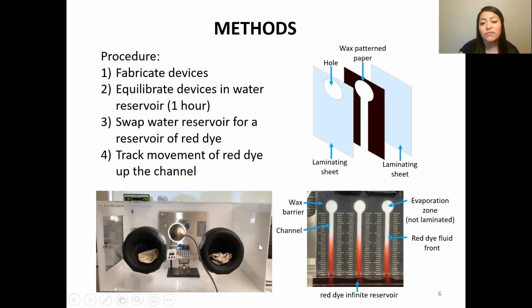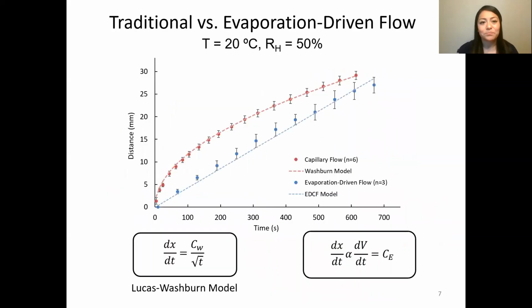We then switched our device into a new bath of red dye solution, and we tracked the movement of the red dye solution moving across the channels. Once we gathered our data, we were able to do a variety of plots that I'm about to show you. And here is the first one. Here you can see a comparison between the traditional and the evaporation-driven flows.